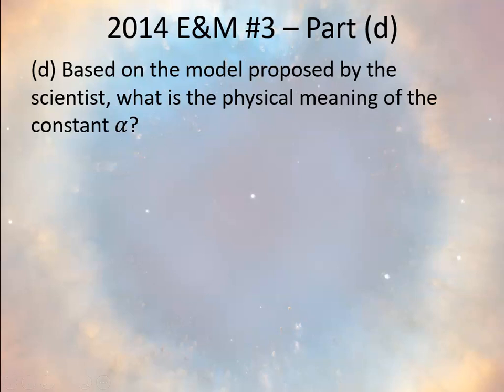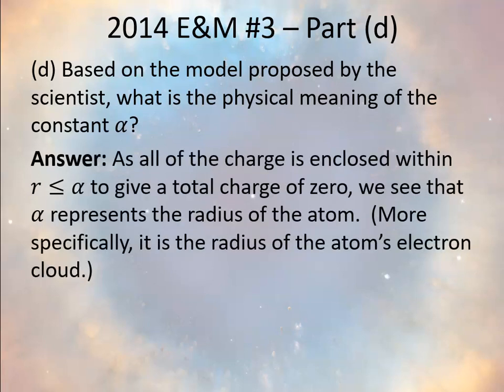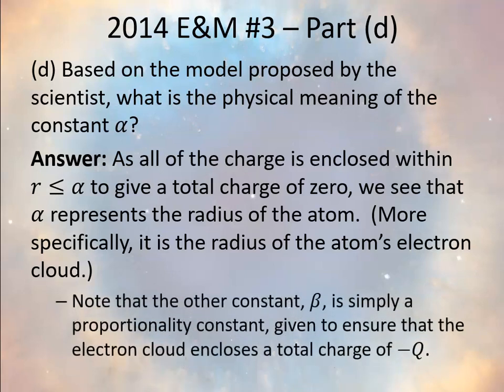So then, part D, based on the model proposed by the scientist, what is the physical meaning of the constant alpha? Well, since we have finished enclosing all of our charge to get 0 net charge by the time we get to r equals alpha, that means that alpha represents the radius of the atom. I should also note that that other constant beta, which they didn't really ask us anything about, is actually just a proportionality constant. We noted that back in our graph. That would be the proportionality constant that would be required in order to make the enclosed value of the negative charge simply negative capital Q at r equals alpha.